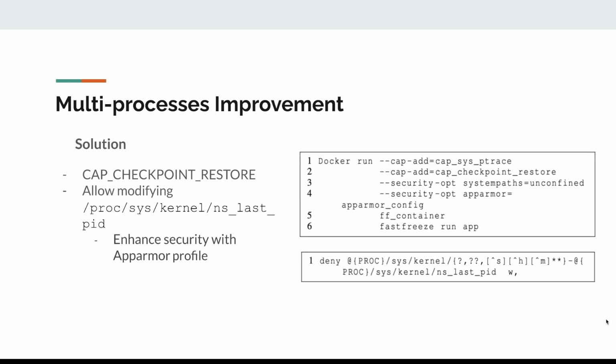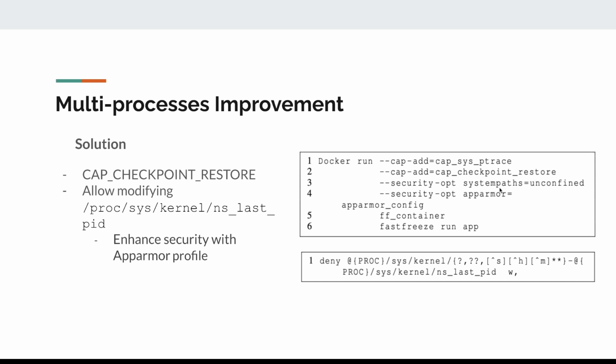So the solution here is that we have to provide enough permissions and enough capabilities. Introduced in the new Linux 5.6 kernel, there is a capability called CAP_CHECKPOINT_RESTORE, which allows modification of the file ns_last_pid that controls what the next process ID will be. But that's not enough.